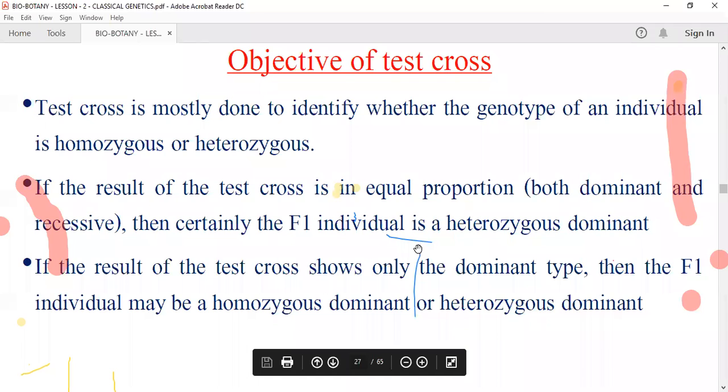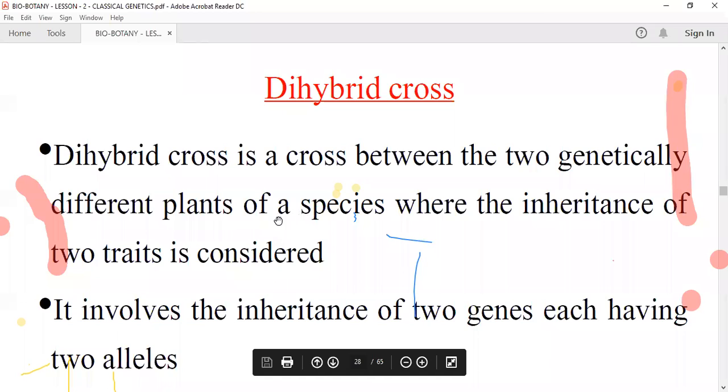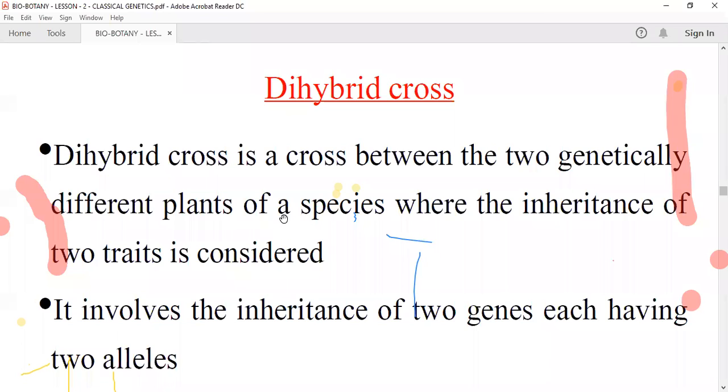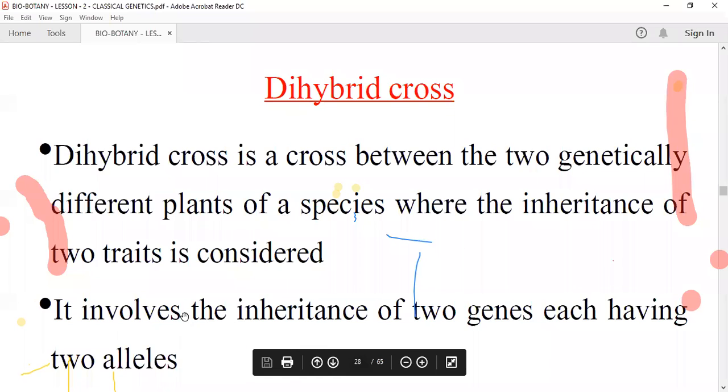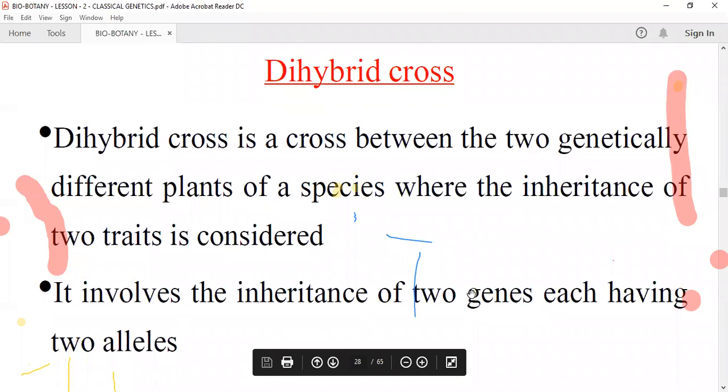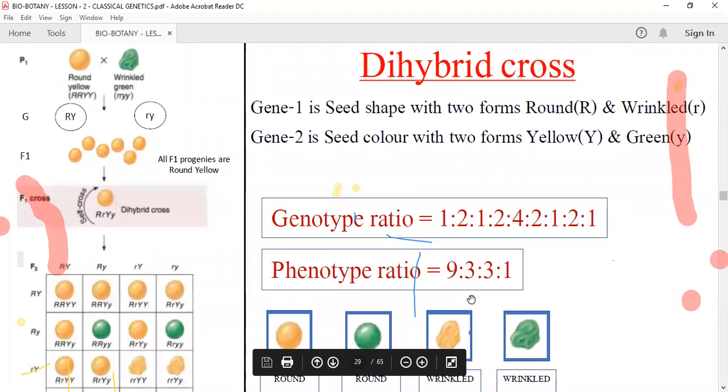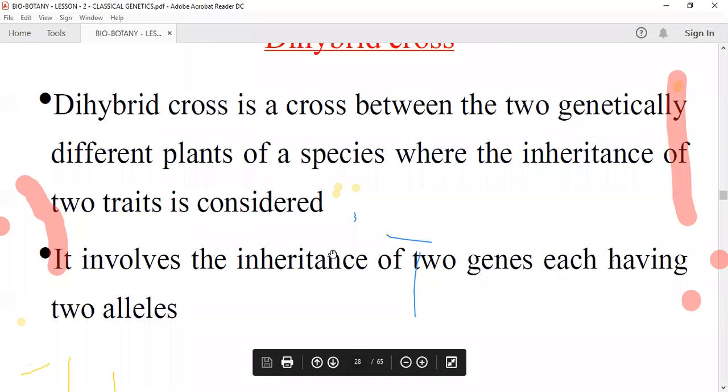And next, let us see the dihybrid cross. As I already mentioned, in a monohybrid cross Mendel chose only one contrasting character. But if he chooses two contrasting characters, this is called the dihybrid cross. The dihybrid cross is a cross between two genetically different plants of a species where the inheritance of two traits is considered. It involves the inheritance of two genes, each having two alleles. So you have to see here.